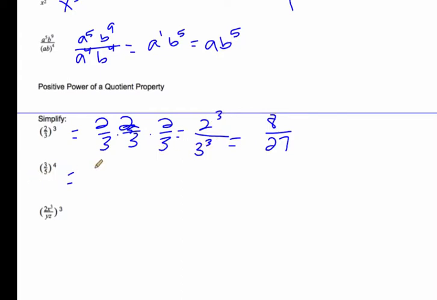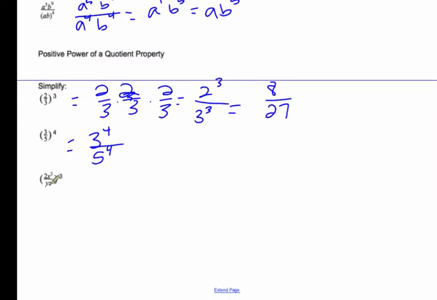So we're going to end up here with 3 to the 4th over 5 to the 4th. Now this can't be simplified unless I actually multiply it out and get something like this. Otherwise, because these are not the same base, I cannot subtract 4 minus 4. If this was a 3, then I could.